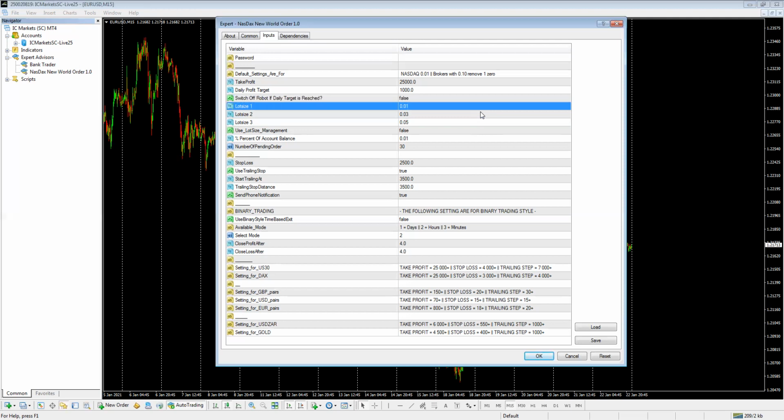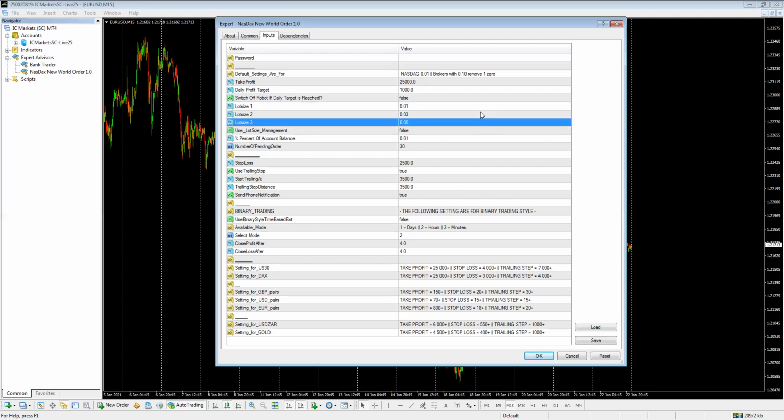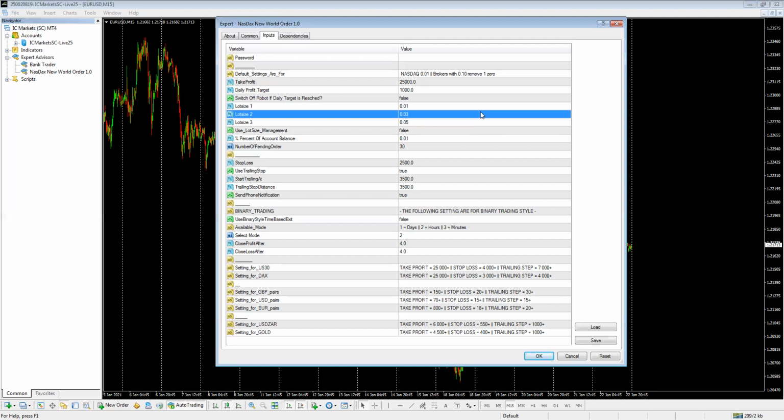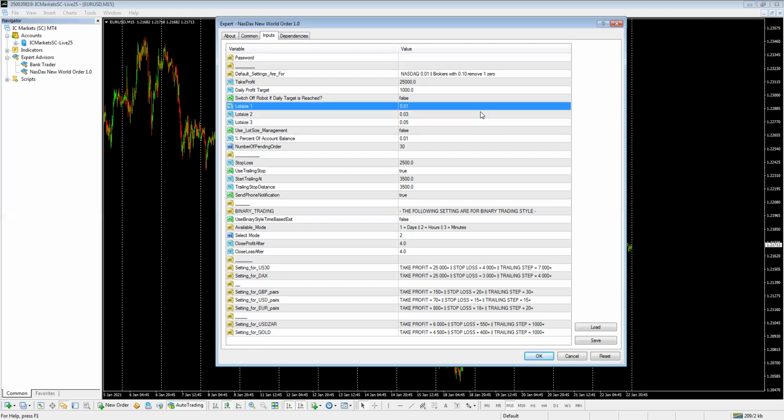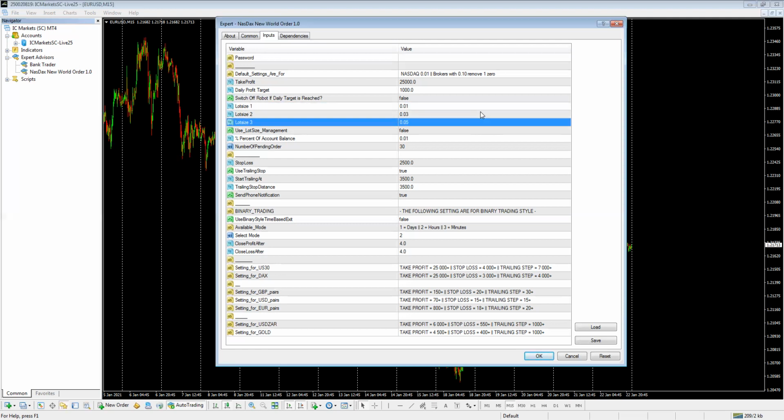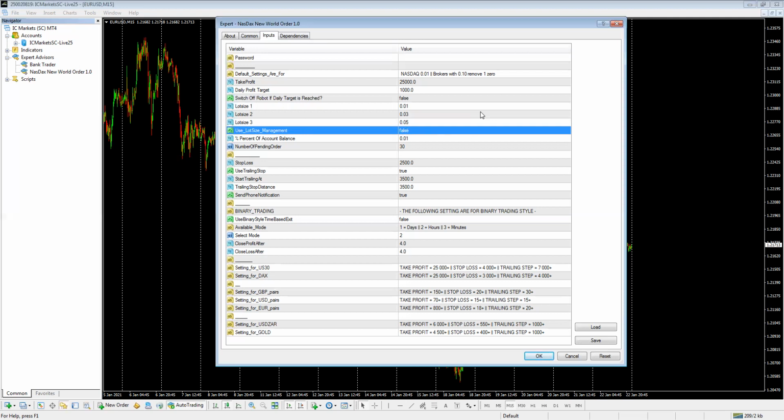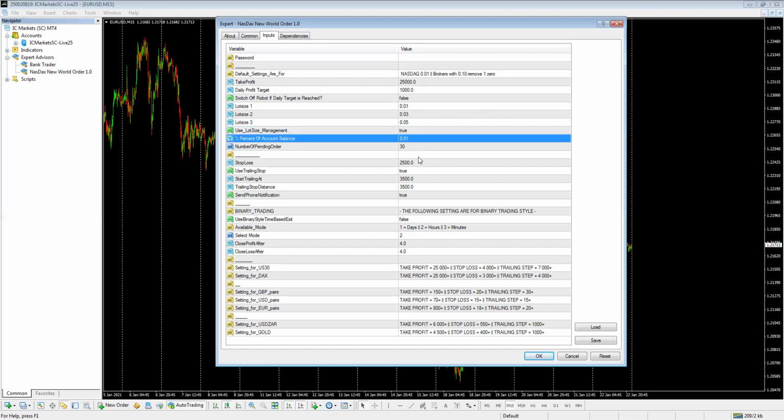So when the robot analysis matches the rules, it uses lot size 3. If it gets close enough to the rules but does not match them 100%, it will use lot size 2. Same thing with lot size 1. Okay. Lot size management by default is on false. If you set it on true, it will use whatever percentage you set here on your account balance.